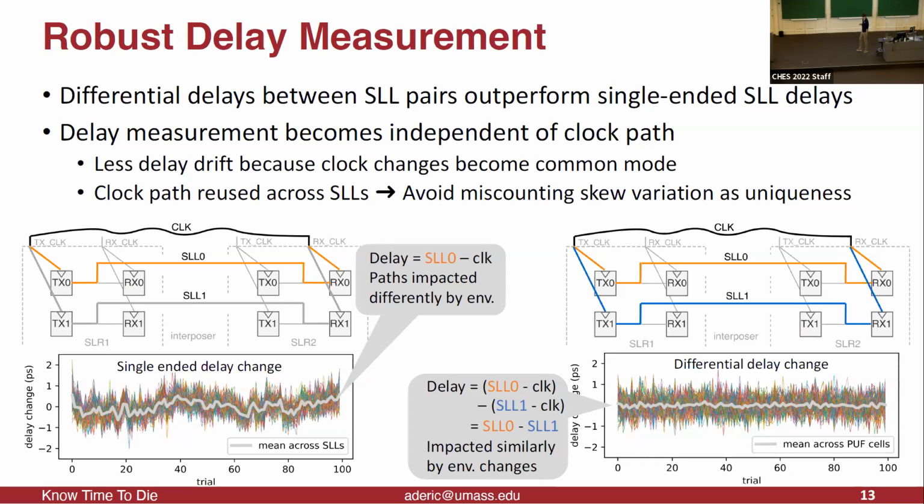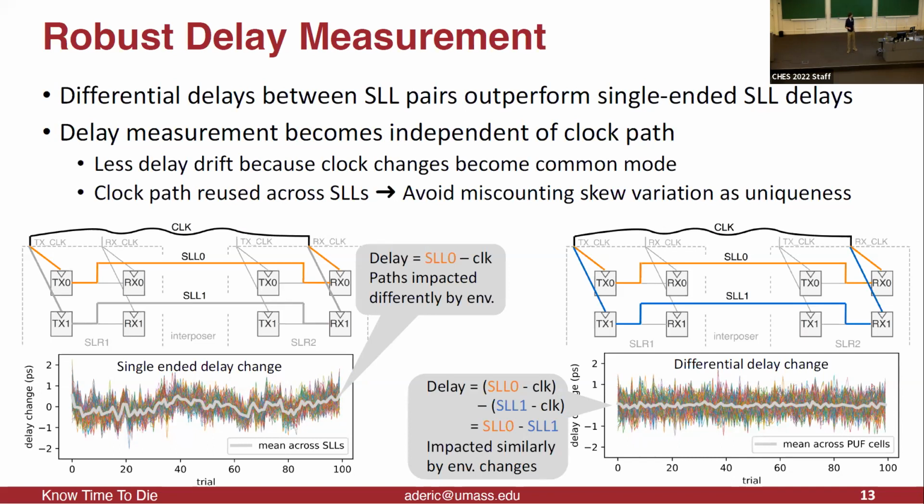And the way you do better is by, instead of considering just a single wire, considering pairs of wires. The reason you do that is, if you think about it, when you're measuring the delay of a single wire, you're racing the wire delay against the clock, right?